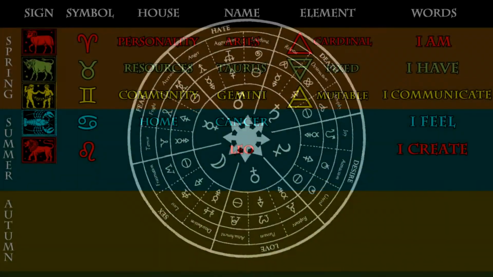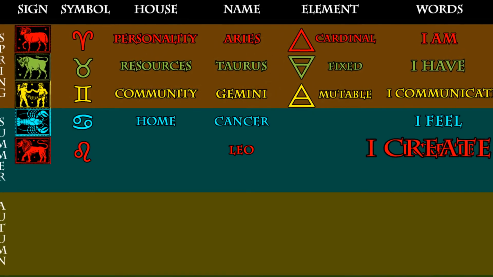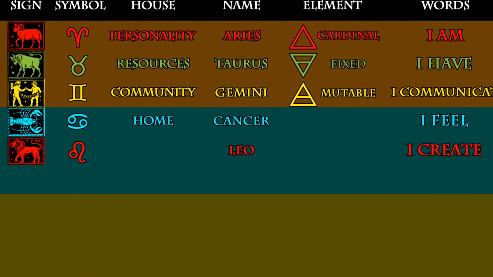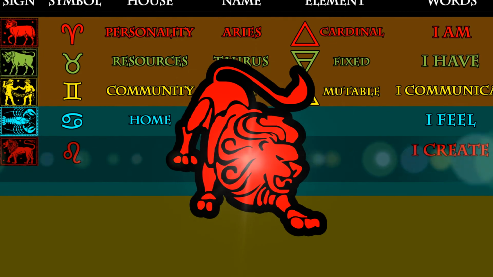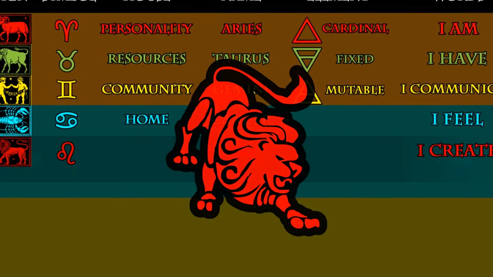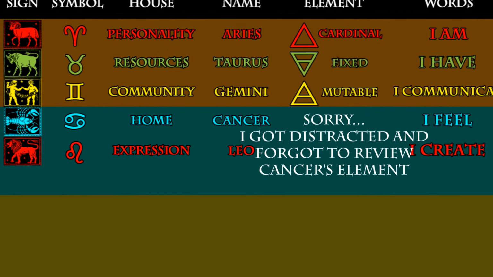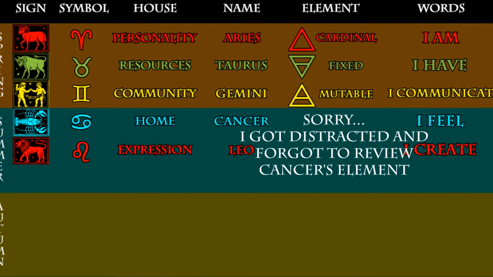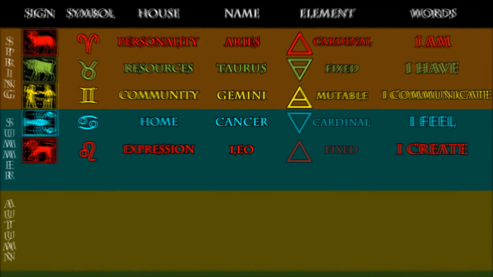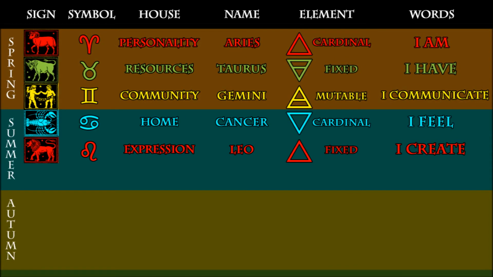Okay, so anyway, back to where we were. So Leo says, I create, right? Creative force tends to be very like the leadership type, the dynamic personality, the roaring lion. You know what I'm talking about? Okay. So, where did I leave? All right, so after Leo, who is fixed fire, we have Virgo. And Virgo says, I serve.